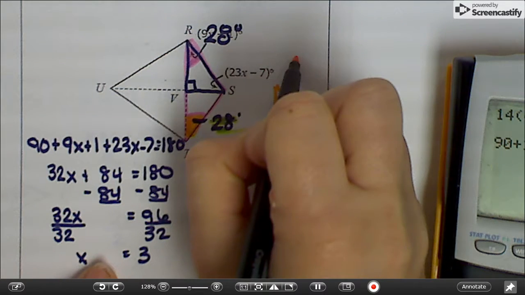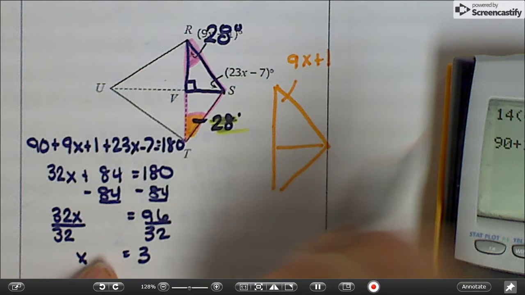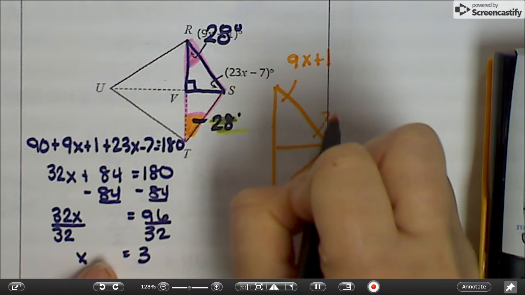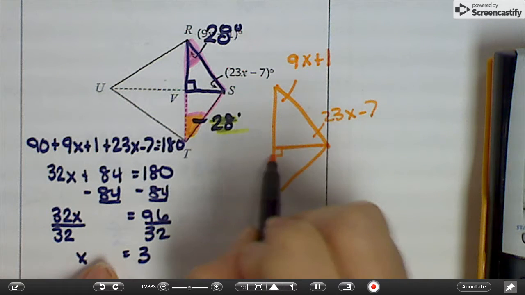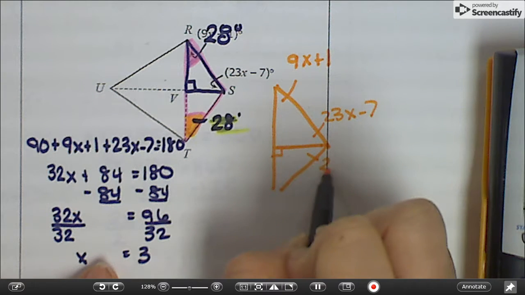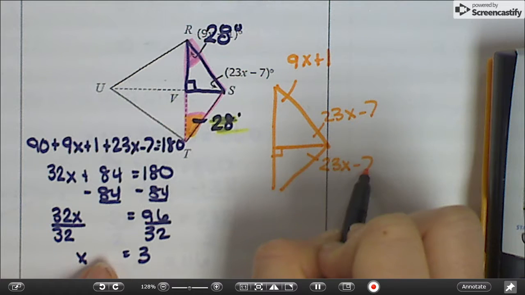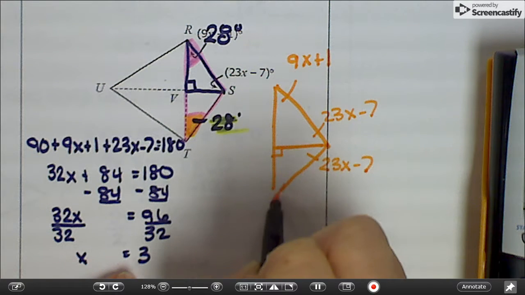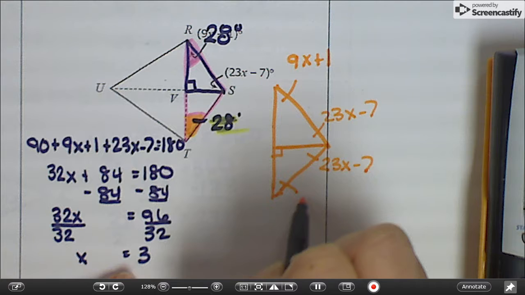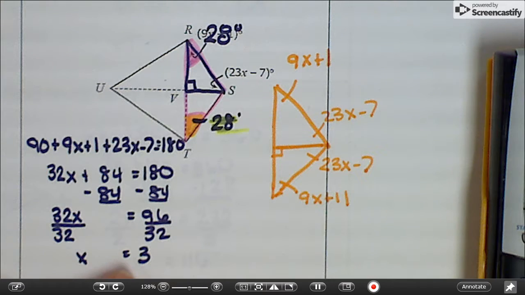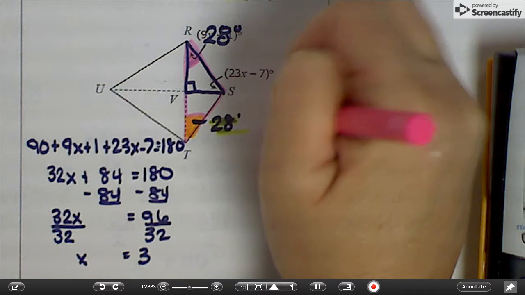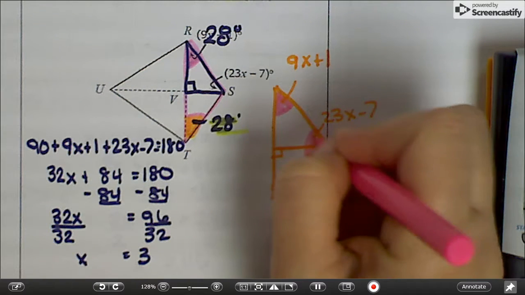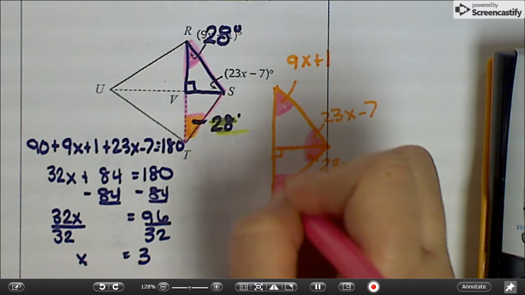We know that this is 9x plus 1, and this is 23x minus 7. We also know that this is a bisector of that angle, so that would be 23x minus 7. And that in an isosceles triangle, base angles are congruent, so that would be 9x plus 1. If you look at it that way, you'll have this angle of the isosceles triangle, and that angle.